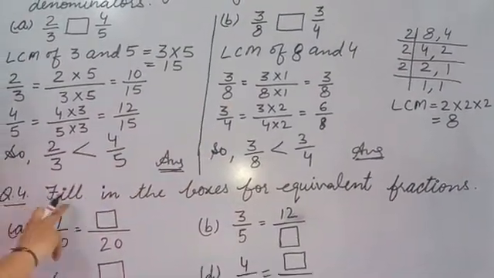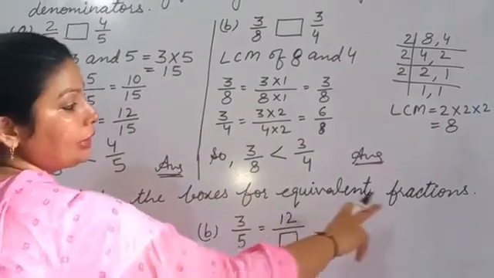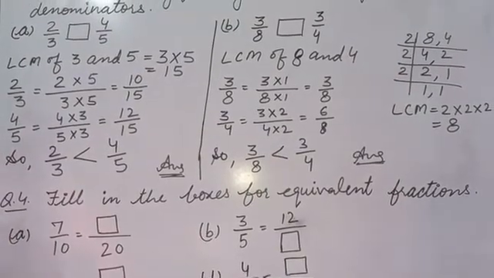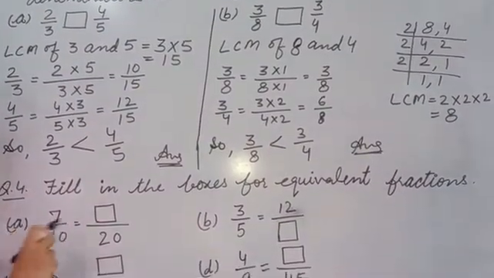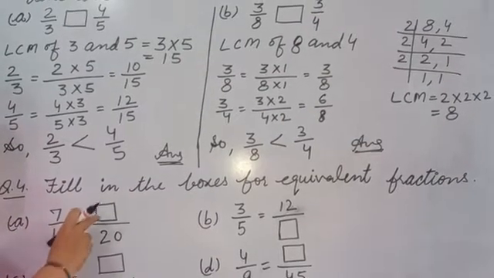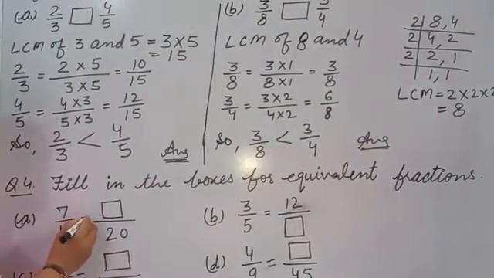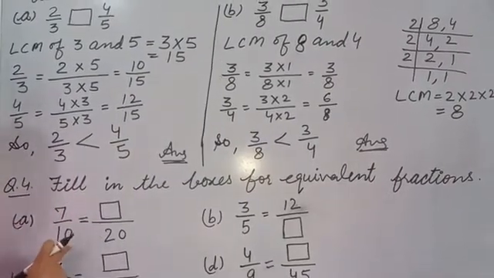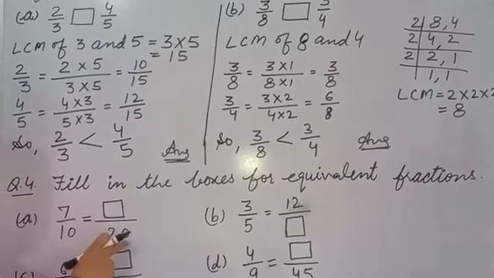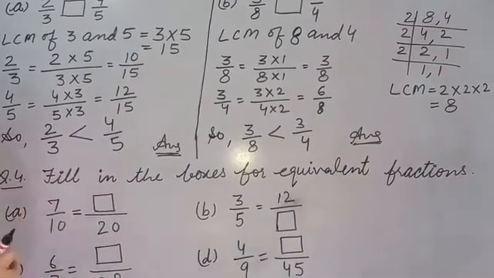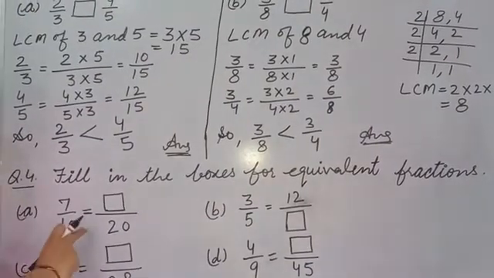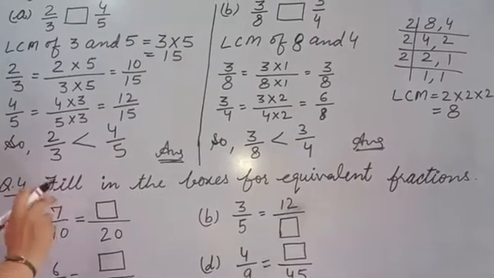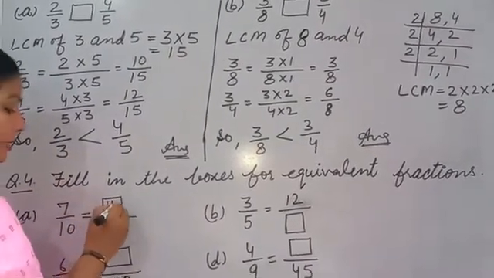Now question 4, fill in the boxes for equivalent fractions. Okay, आपको equivalent fraction बनाने हैं और boxes में fill करना है. So A part is there, 7/10 equals to box upon 20. Now there is an equal symbol. When we have an equal symbol, both sides are equal. So now we compare them. In the 10 table there is 20. So 10 2 जा 20. इसका मतलब हमने 2 से मल्टीप्लाई किया है. For making an equivalent fraction, we multiply the denominator by 2. So that means the numerator also will be multiplied by 2. So 7 multiplied by 2, 7 2 जा 14. So we write here 14.